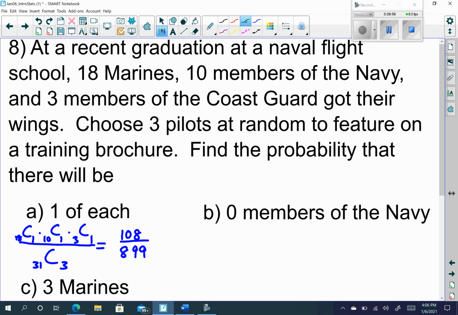0 members of the Navy really means we don't have to include that, but again, we can still write that. So I'm actually going to start with that. Let's start with the 10 from the Navy, and we're not going to choose any. Now, it doesn't say how many Marines or members from the Coast Guard we're going to be looking at, so we're going to group those together. We just have 21 other individuals that we're going to choose the 3 from. And again, over the combination 31, choose 3. And then this would give us 266 out of 899.